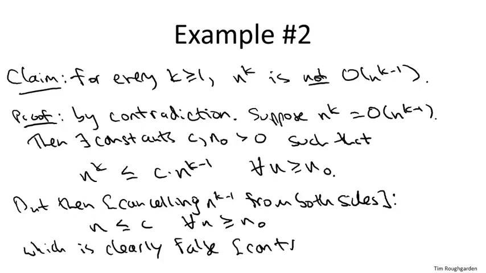That shows that our original assumption that n to the k is big O of n to the k minus 1 is false, and that proves the claim. n to the k is not big O of n to the k minus 1 for every value of k. So different powers of polynomials do not collapse. They really are distinct with respect to big O notation.